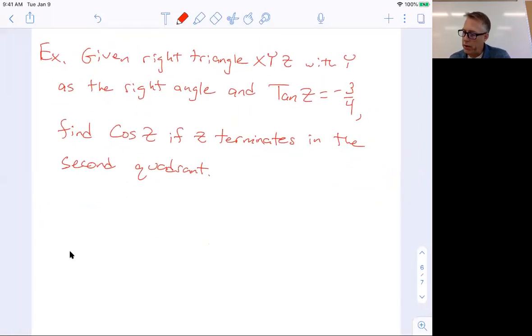All right, so given right triangle XYZ with Y as the right angle, and tangent Z is -3/4, we want to find the cosine of Z if Z terminates in the second quadrant. Remember, draw an XY axis first. Always do that. We know it's in the second quadrant, so our triangle goes into the second quadrant and to the x-axis.